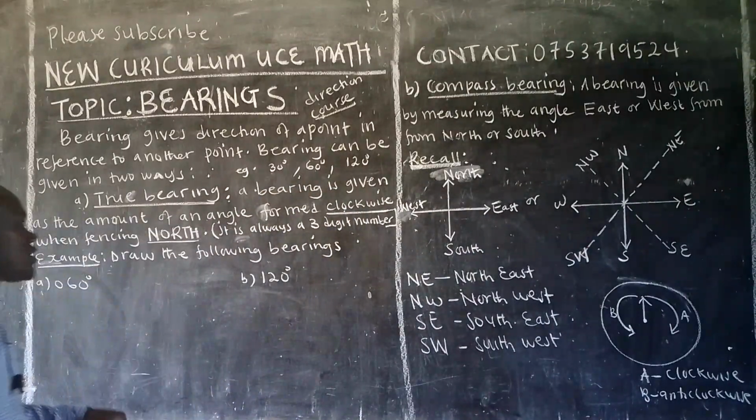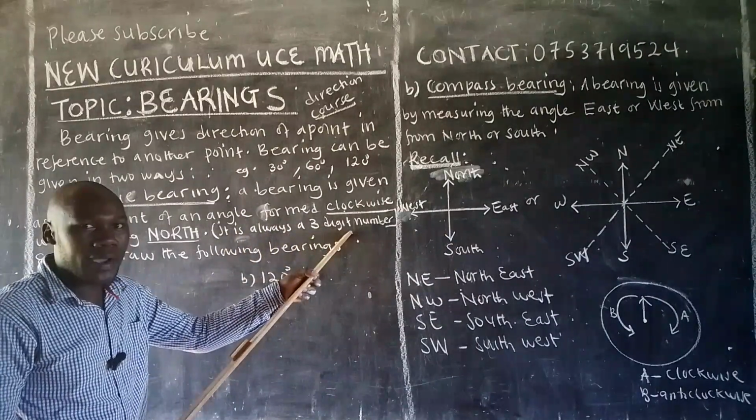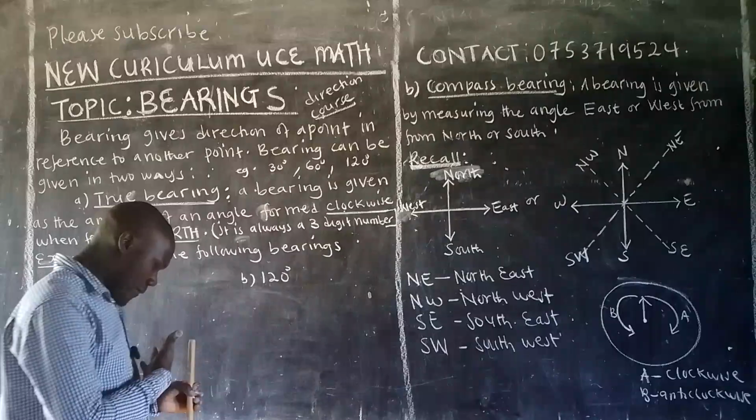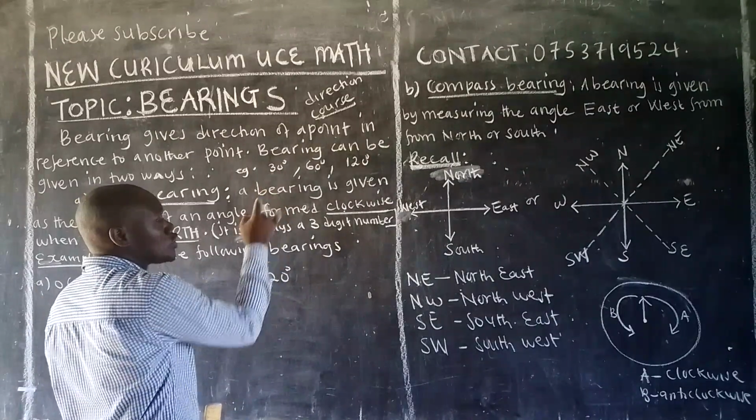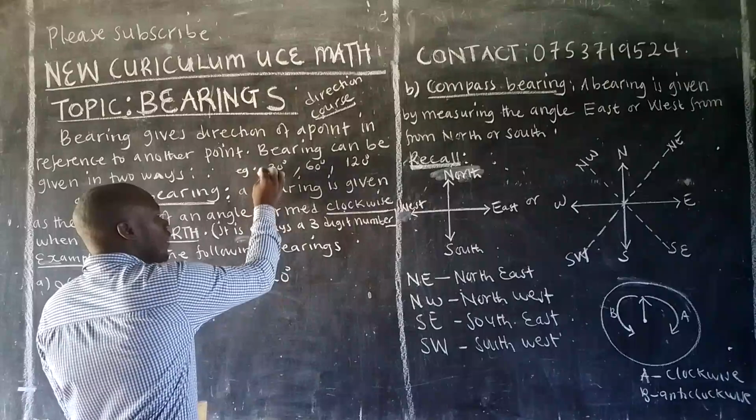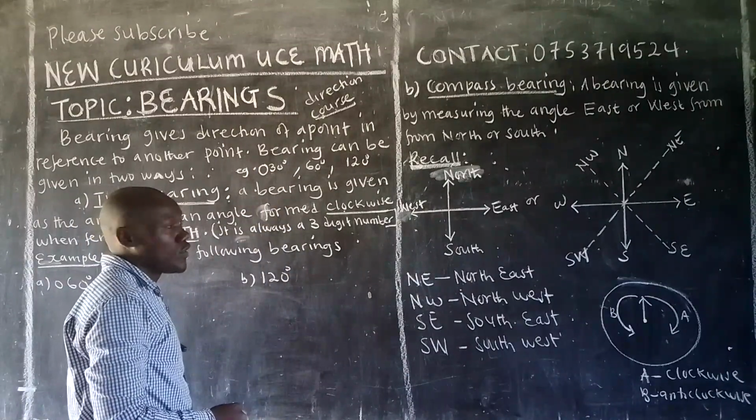But there is something you must consider. They are saying it is always a 3-digit number. So if it is always a 3-digit number, here, how many digits are we having? These are 2, so there must be 3 digits. What do you do? You add a 0 in front to make it 0, it is 0 degrees.